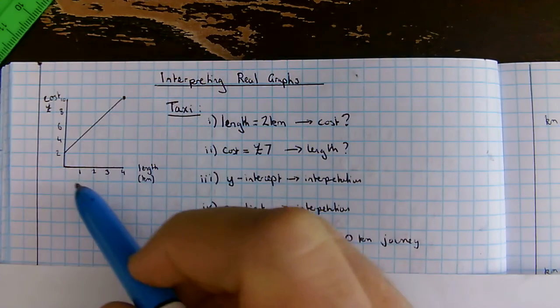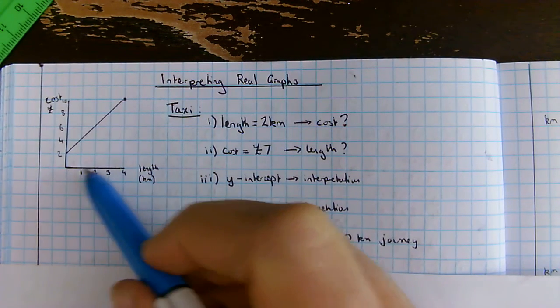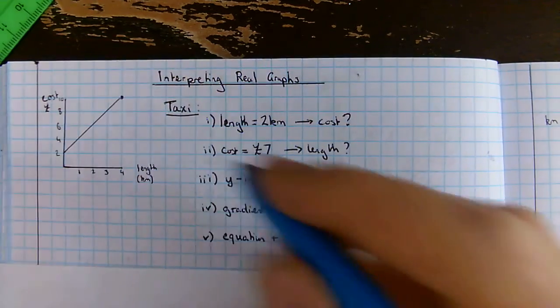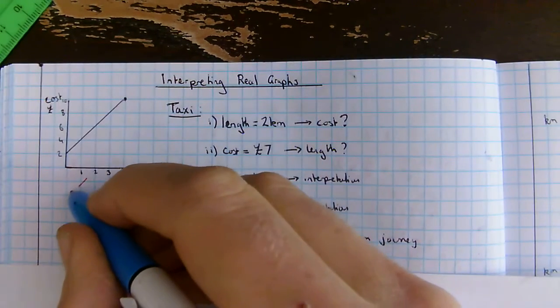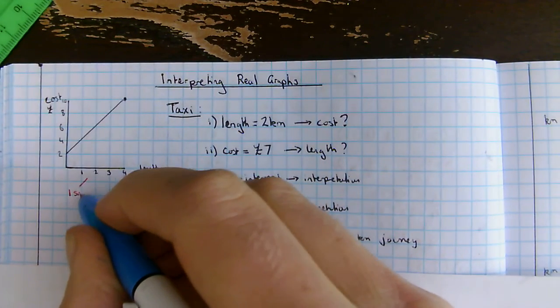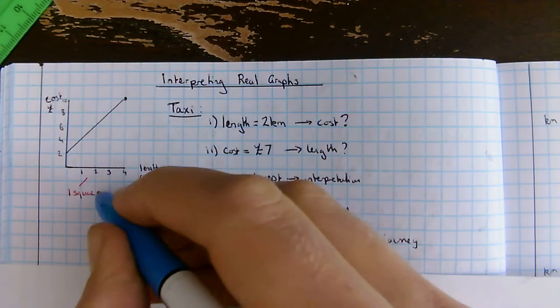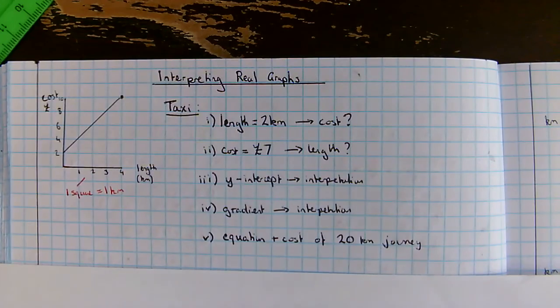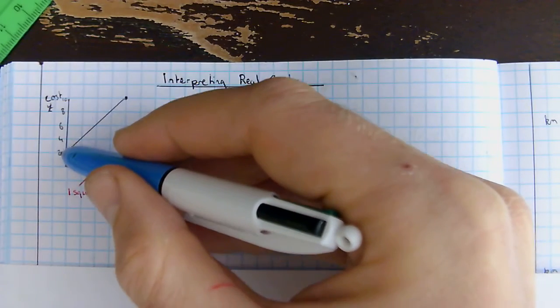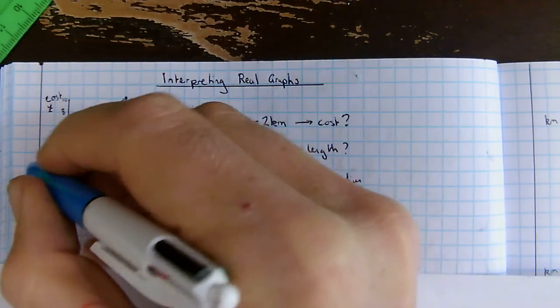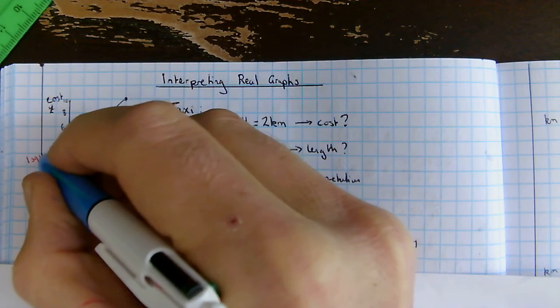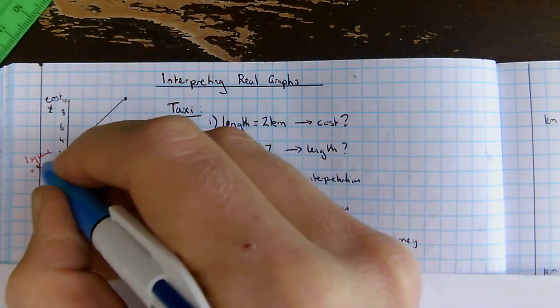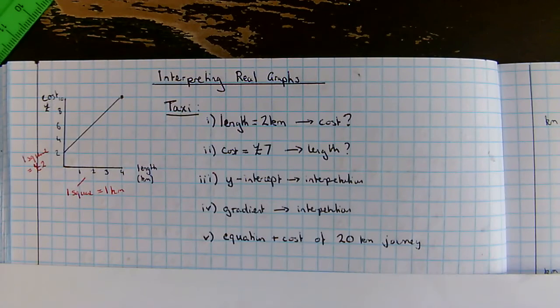If we have a look down here, I go 0, 1, 2, 3, 4. So I'm just going to make a note that one square equals 1 kilometre. On my y-axis, I go 0, 2, 4, 6, 8, 10. So here, 1 square equals £2. Be really careful, because if we don't get that right, we'll get everything else wrong as well.